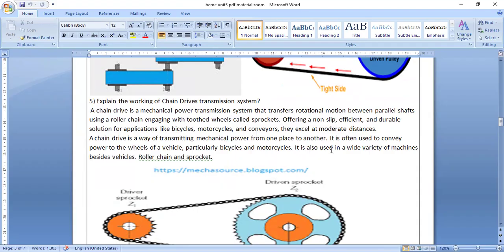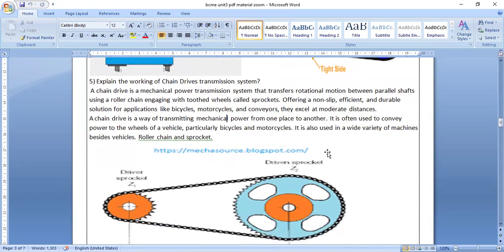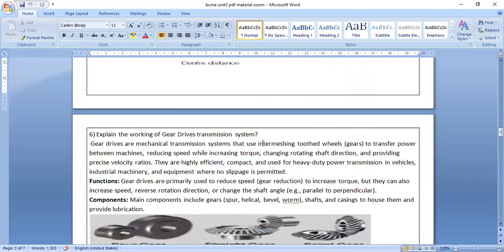These are also called sprockets, offering non-slip drive. So there is no slipping here, but in the belt you can see there is slipping. It is an efficient, durable solution for applications like bicycles, motorcycles, conveyors, etc. After the belt, the chain was developed to overcome slipping. The chain drive is a way of transmitting mechanical power from one place to another, which is a very important definition.